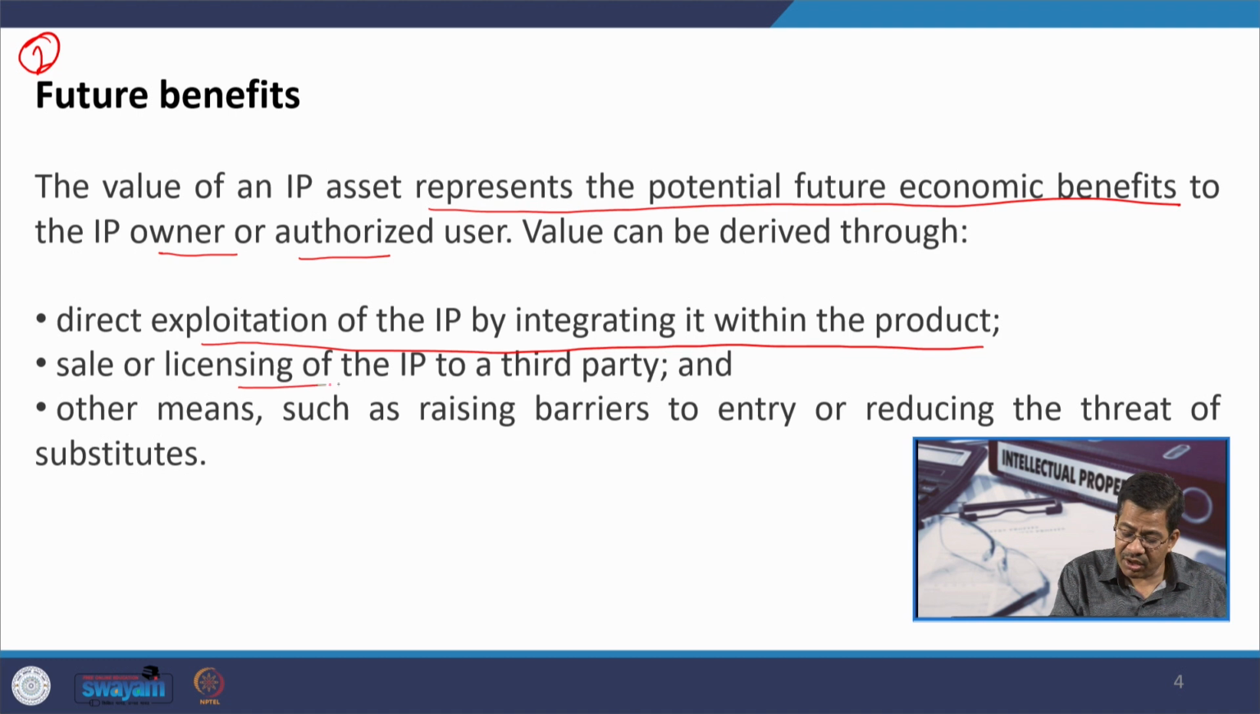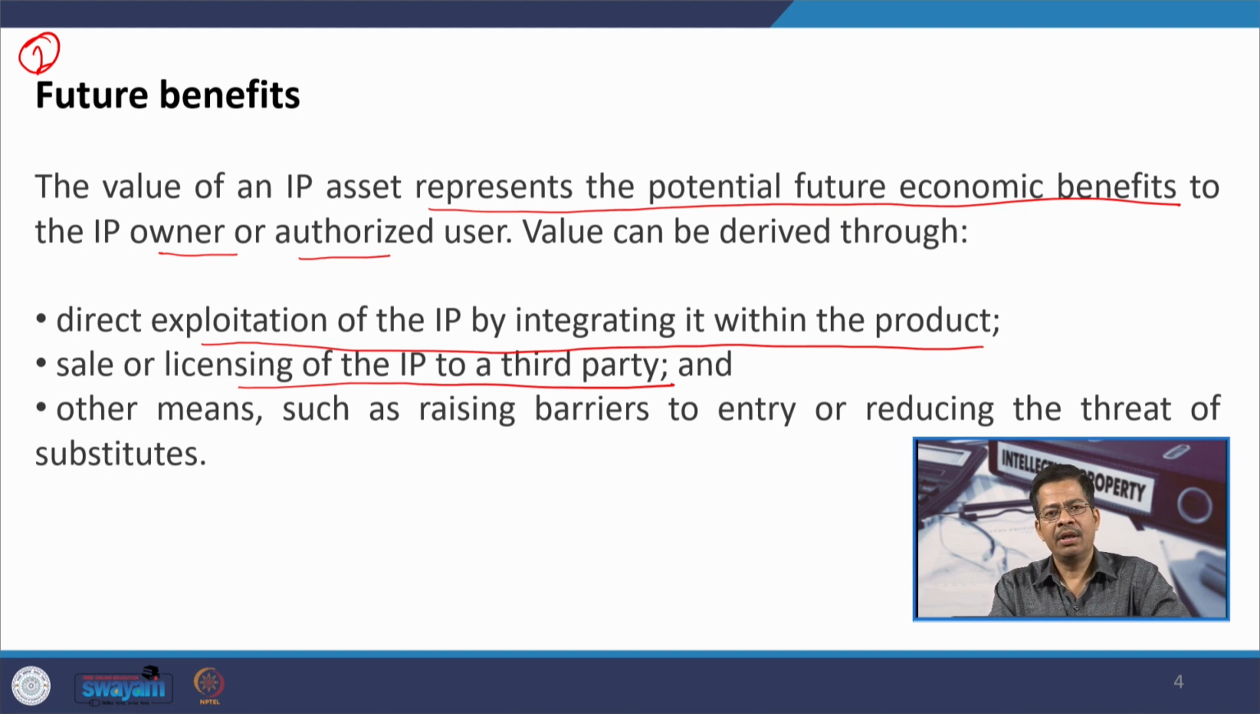Sale or licensing of the IP to a third party is mostly done by educational institutions and R&D institutions that develop IP, but they are not using the IP on their own. They are licensing, selling the IP to a third party. That third party may be a business enterprise. So, possible future benefit will come because of your IP.